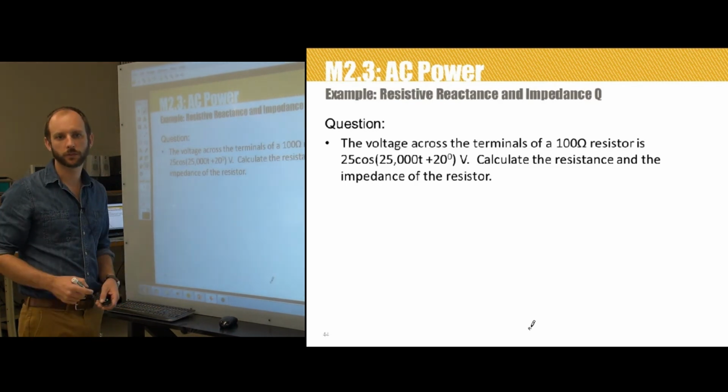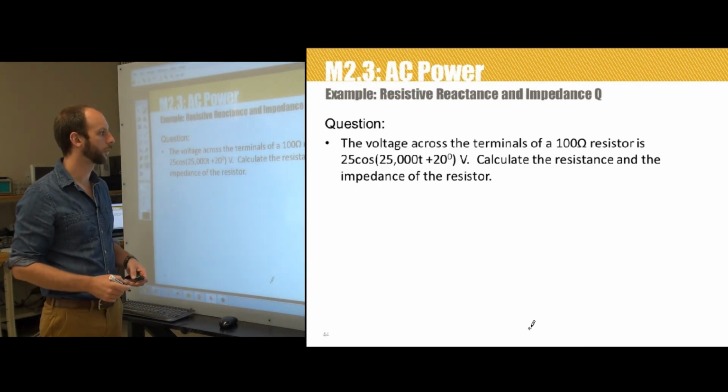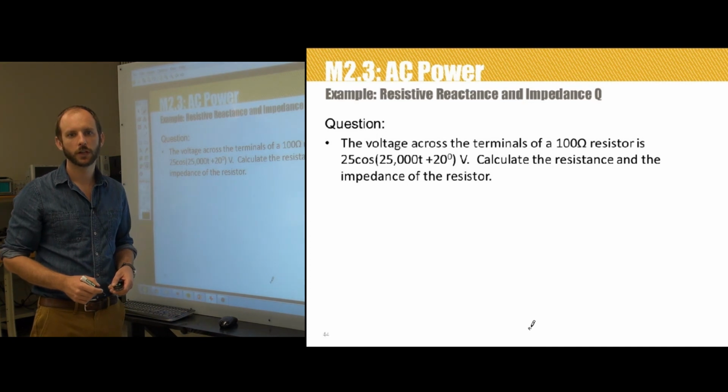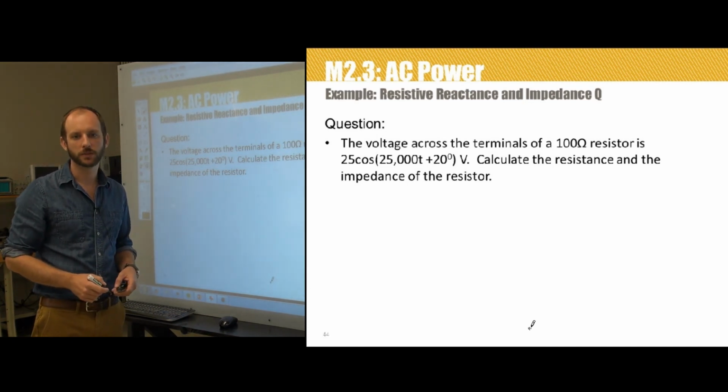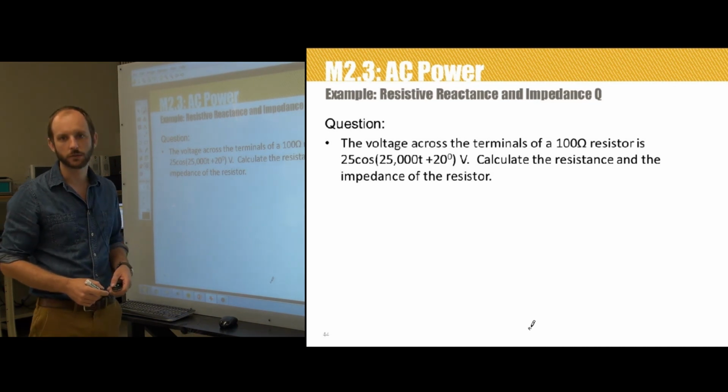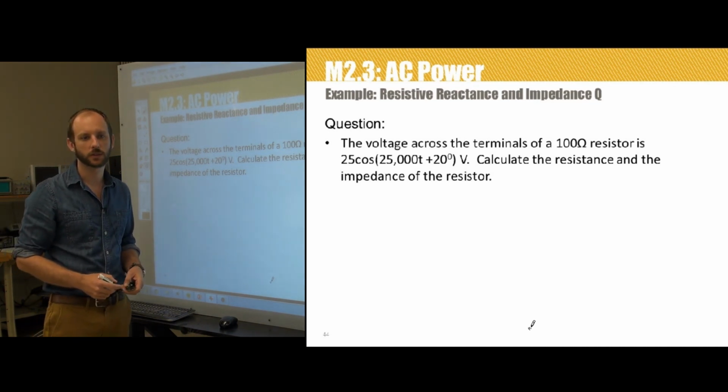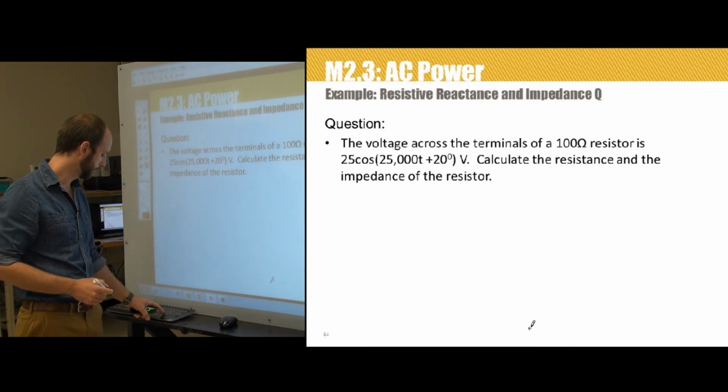So we're going to end with a resistive calculation. We've got the voltage across the terminals of a 100 ohm resistor is 25 cosine of 25,000 t plus 20 degrees. Calculate the resistance and the impedance of the resistor.